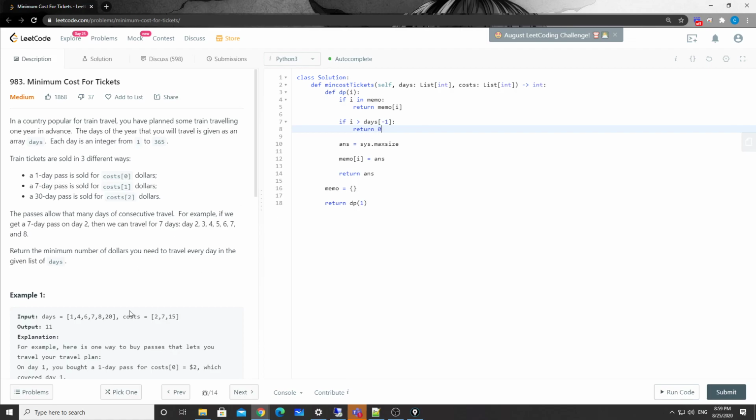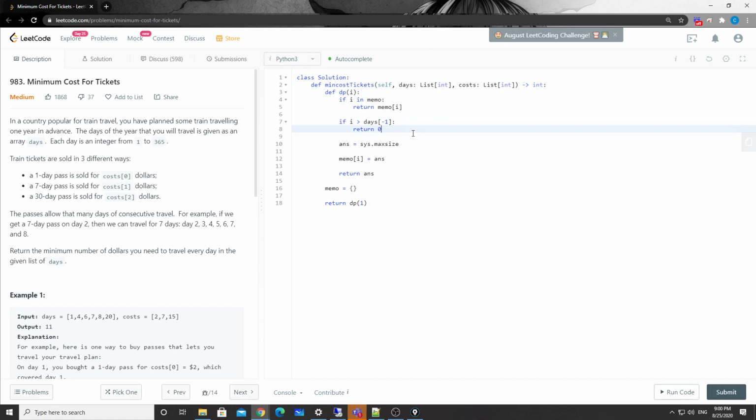Why am I using the last one? Because we only care whether we can travel to the end of all the days. Even though there are 365 days, we don't care about all those other days. All we care about is the minimum cost so we can travel until this day. That's why I'm using the last day in the days here.